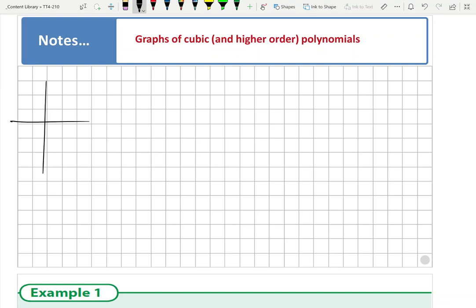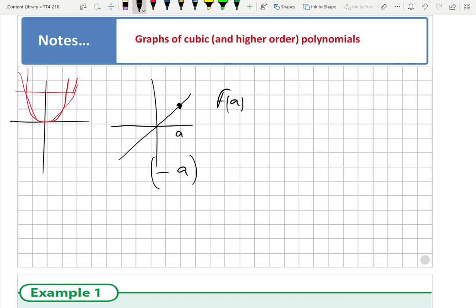The simplest even function is a constant, then a parabola, quadratic, then a quintic, I think it's called, power 4, and so on. And then odd functions look like a straight line through the origin, because if you put in a, you get f of a out, and if you put in minus a, you get minus f of a out. That's what makes them odd.